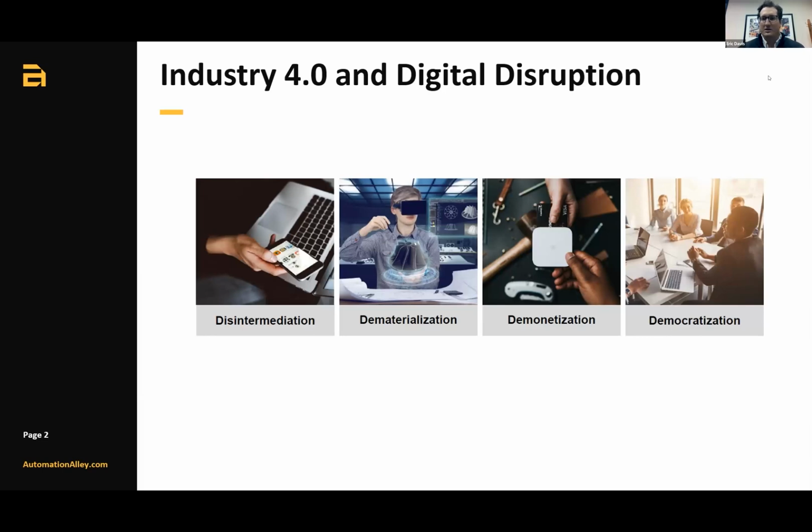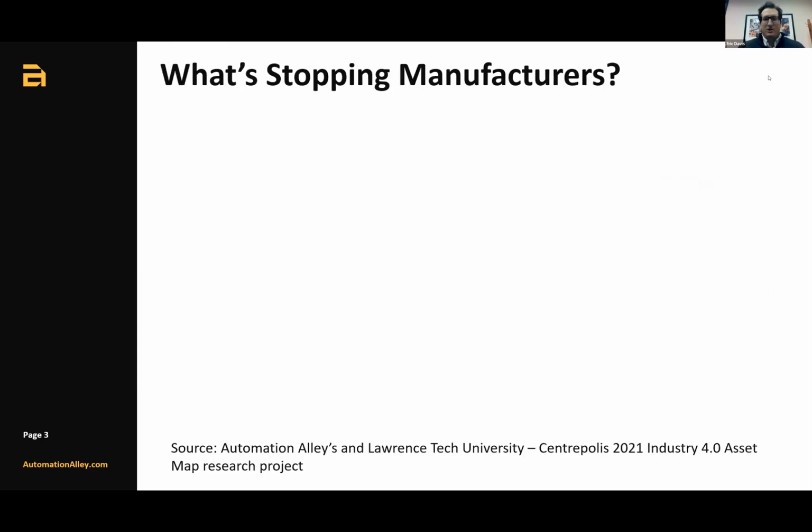And then finally, democratization. Hard drives are getting smaller, technology is getting cheaper, access to technology is getting more and more. So smaller companies are able to do more powerful things. And so with these opportunities that we're seeing, what's stopping Michigan manufacturers?